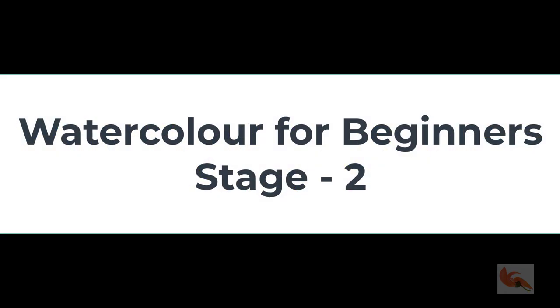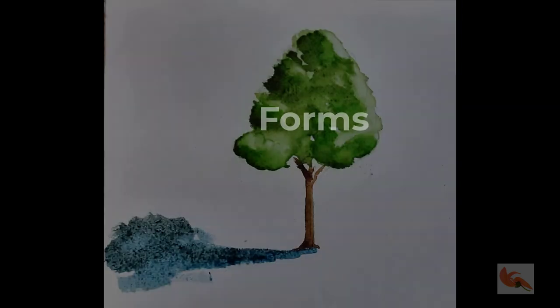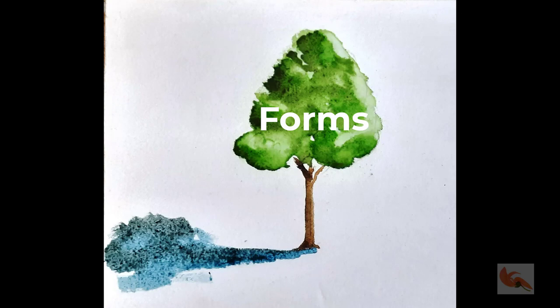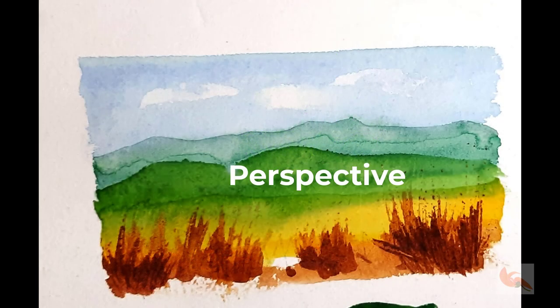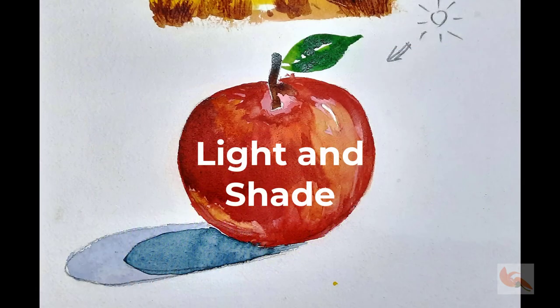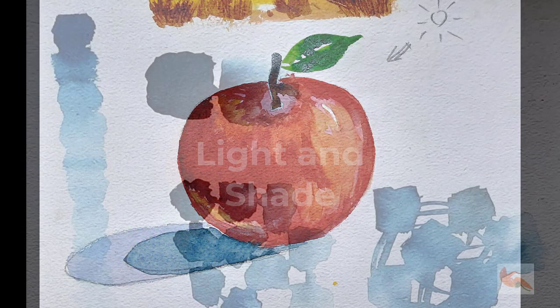This is stage 2 of the ongoing series Watercolour for Beginners. In this stage, we will learn how to create forms, apply perspective and use light and shade. Ready for the challenge? Let's begin.